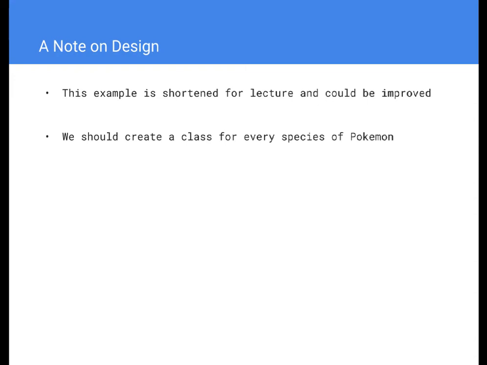And that just seems kind of weird to me. So we should instead create a class for every species of Pokemon. Like I might create a class for Pikachu that extends electric type as its base class. That could be an option.